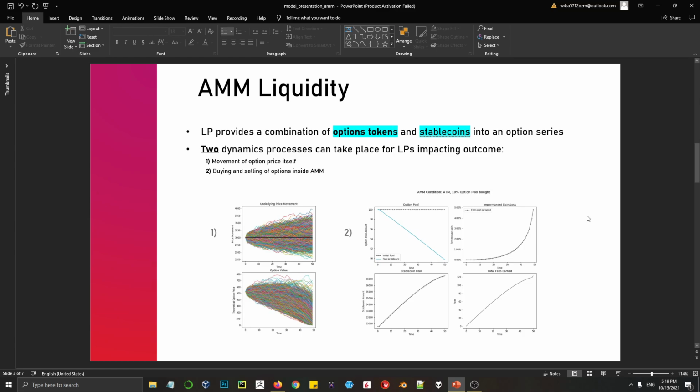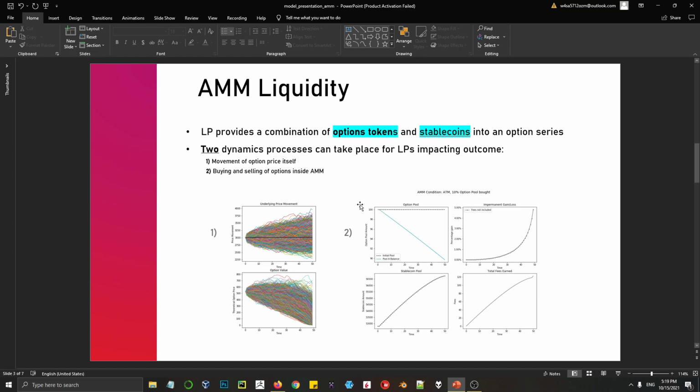In general, what is important to note is that there are two dynamic processes that are taking place and impacting an LP's outcome in terms of an impermanent gain or impermanent loss. So two independent processes may be moving. The first one is the option price itself, which can shift due to changes in the underlying price. So in this case, for our example, if Ethereum goes to a different price, it impacts the option price, which impacts the value of the option pool.